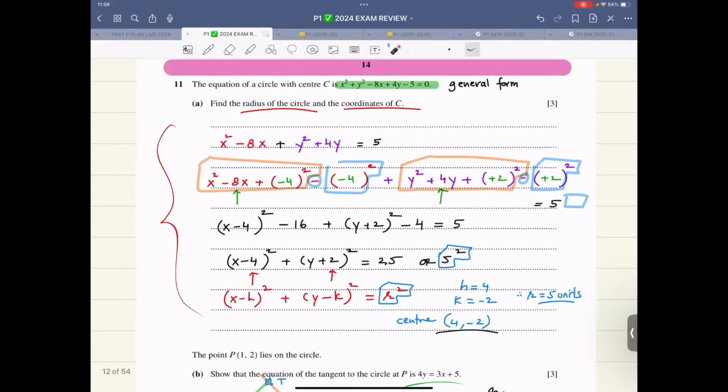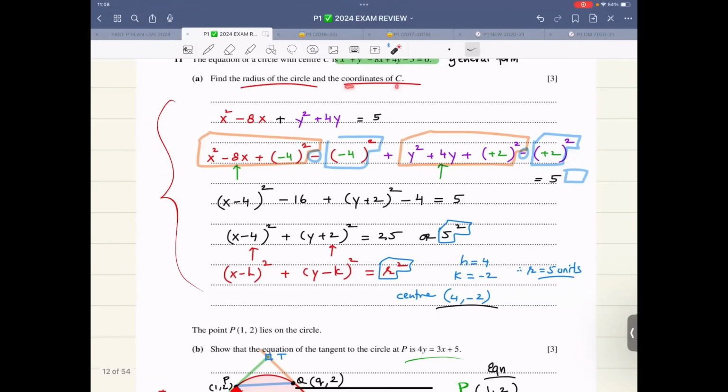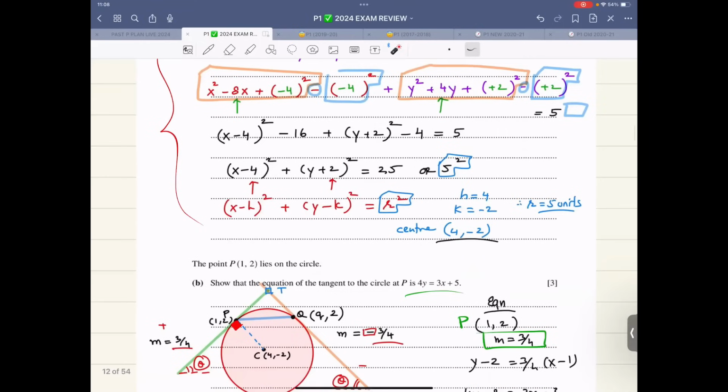It says the equation of a circle with center C is such and such. Find the radius of the circle and the coordinates of C. So x squared minus 8x plus y squared plus 4y equals 5. These two terms together, constant transferred to the other side. First add, then subtract the square of half the coefficient of x. First add, then subtract the square of half the coefficient of y. Make sure the coefficient of x squared and y squared is 1. If it's not 1, we would divide throughout by that coefficient, and then we would proceed. And the rest of the story is the same as before.